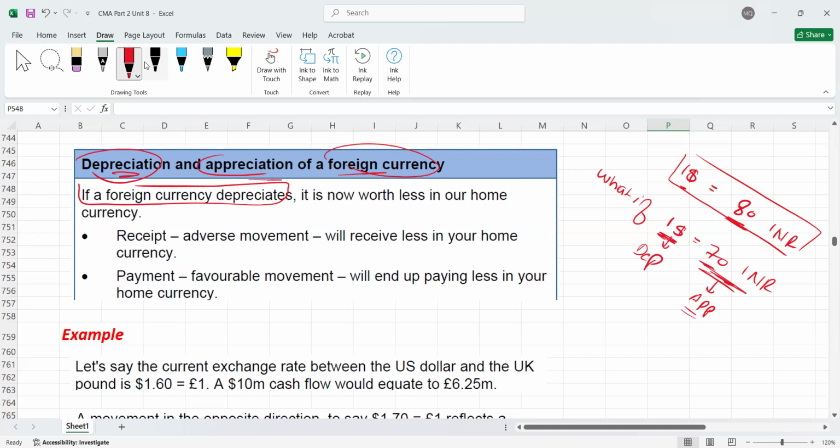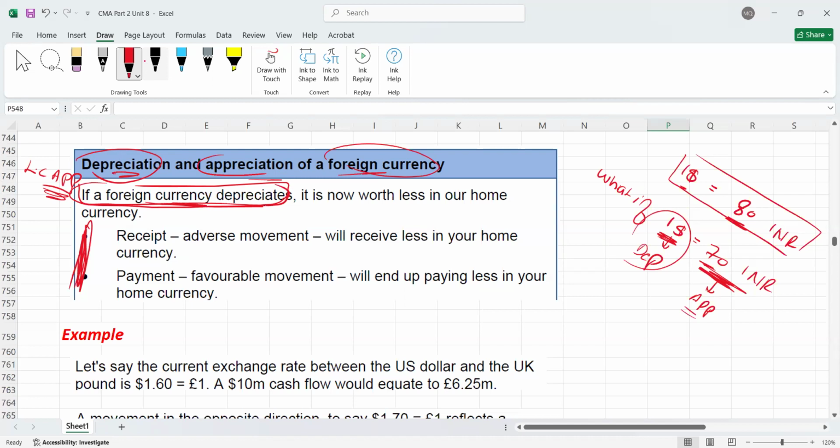If a foreign currency depreciates, please remember the same situation can be written this way: if the local currency appreciates. Again, these two things will happen together. That's why I told you that appreciation of one currency means depreciation of the other currency. So if the foreign currency depreciates, it can be written as the local currency appreciates, right?